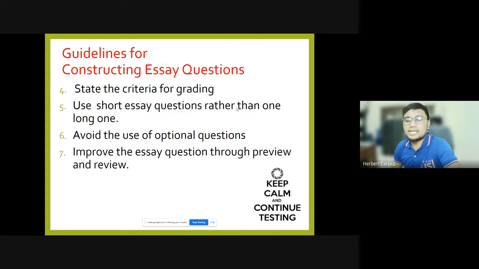Number six, avoid the use of optional questions. Okay? What do you mean by optional questions? It's when you say, please select one from the following essay questions to answer. Just one. Do not do that. Why? Because you are reducing the reliability of the test item.